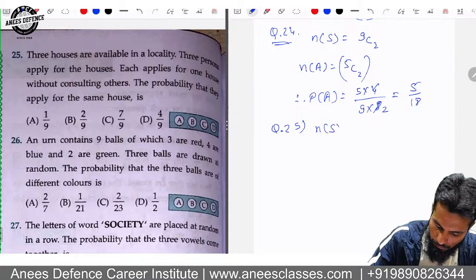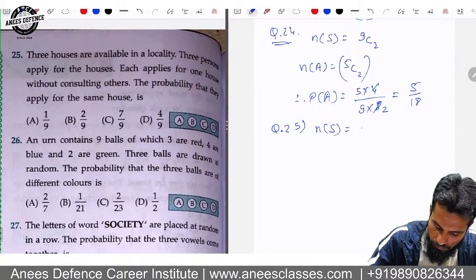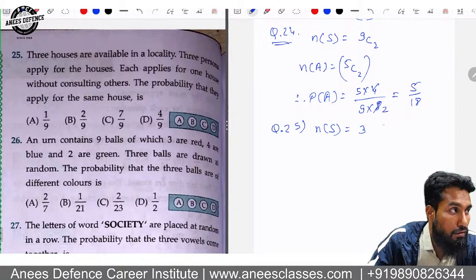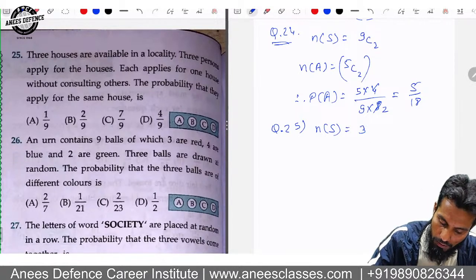सैंपल स्पेस बताओ क्या होना चाहिए पहले तो. हर एक के पास कितने ऑप्शंस हैं जाने के लिए? 9 हो रहा या 27 हो गया? 3 लोग हैं ना. सैंपल स्पेस की बात कर रहे हैं. 3 persons are there. हर एक के पास 3 पॉसिबिलिटीज हैं. तो 3 into 3 into 3.